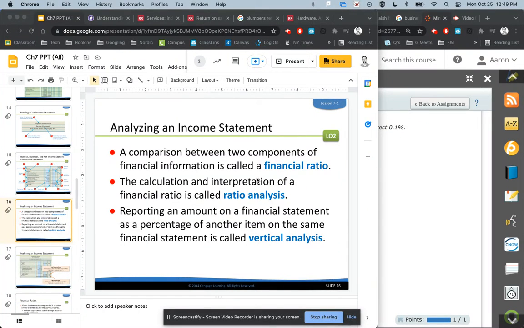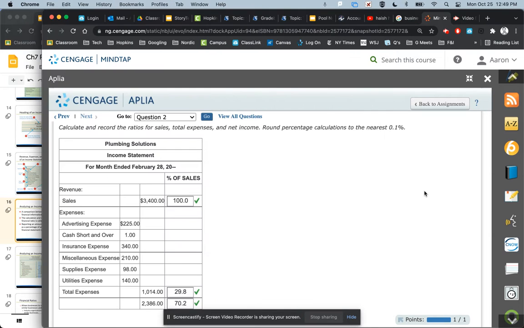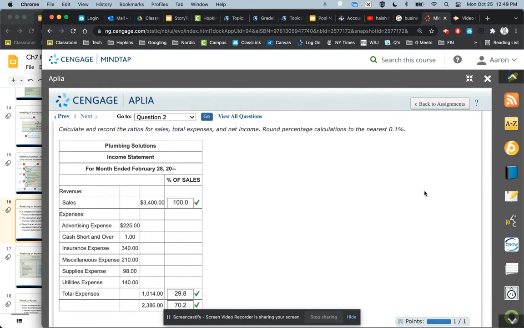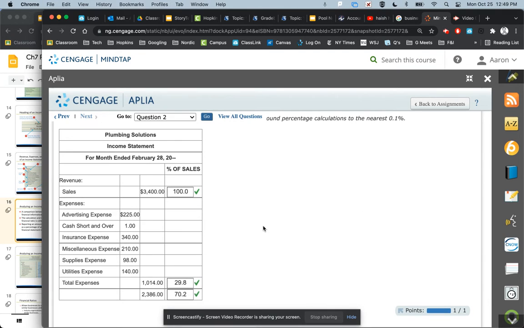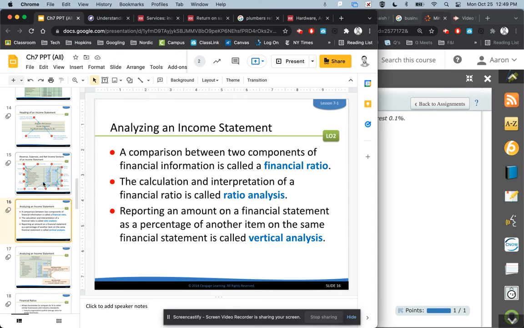I want to talk to you about the financial ratios as a separate piece before we do the balance sheet real quick. So for the on-your-own part, you were working with a plumbing company, and that should be the answer. All right. So our total expenses, net income down here of 2,386. That would be these ratios here.